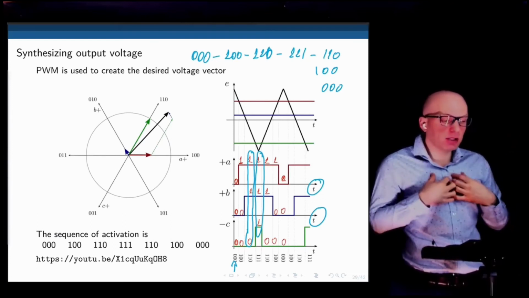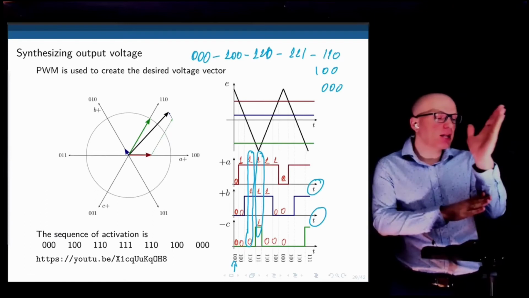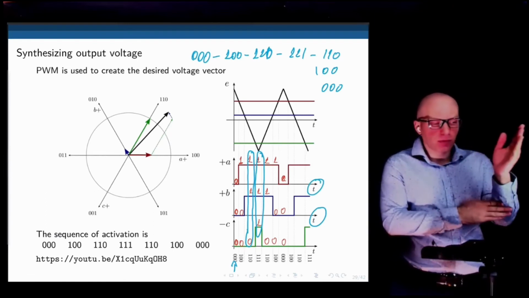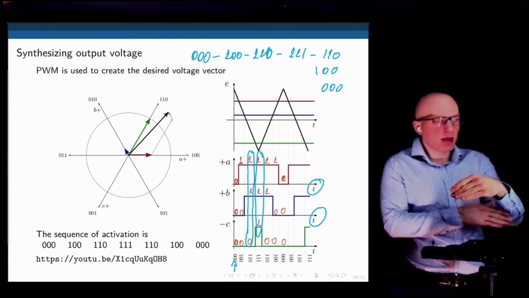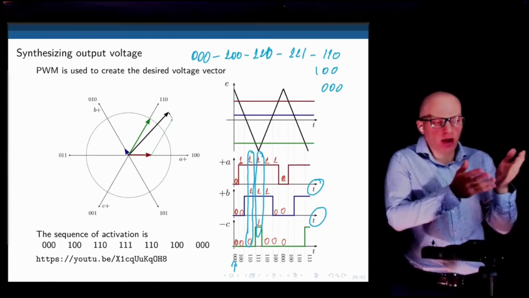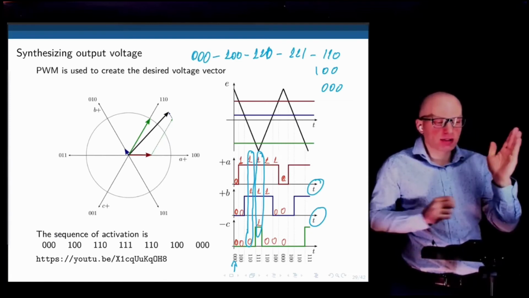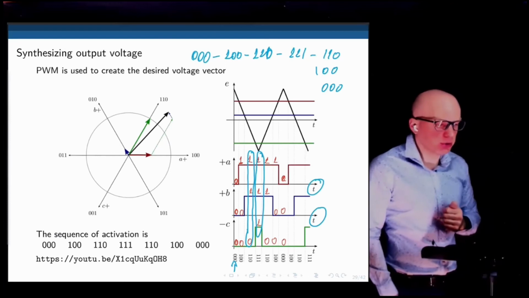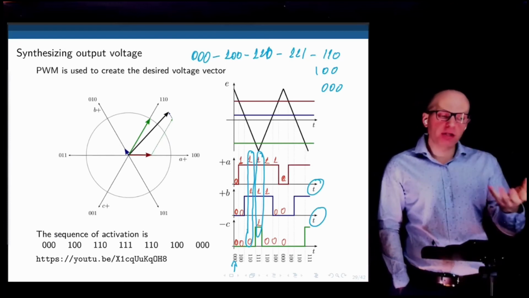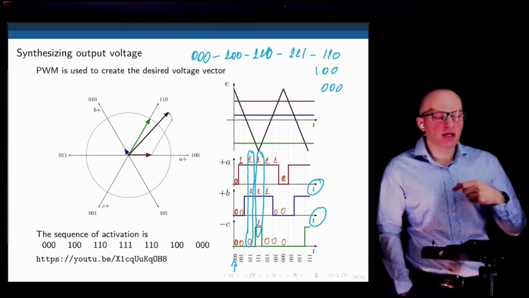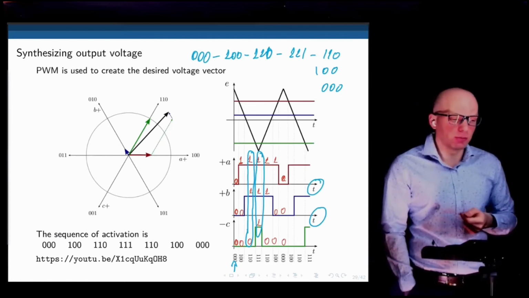So now you have the ability to take that black vector and put that anywhere on this 2D plane, and that will control, say, a brushless motor, exactly how the brushless motor is oriented. If you change the speed of that black vector as it rotates, then you change the speed of the brushless motor.